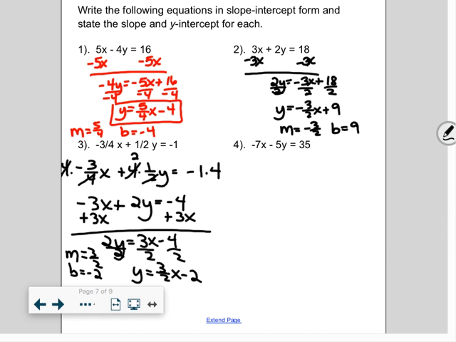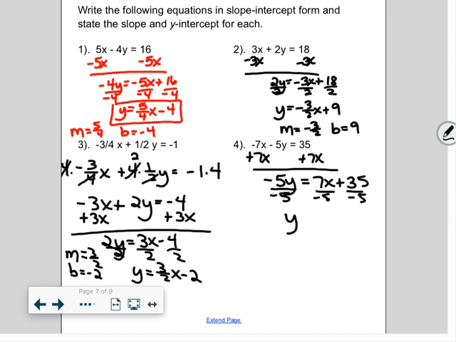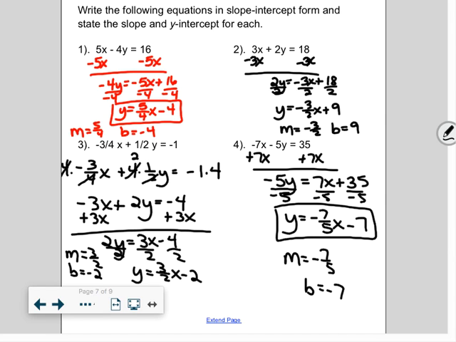All right, then number 4. Add 7x to both sides of the equation, and be careful, that's negative 5y equals 7x plus 35. And then I'm going to individually divide by negative 5. So y equals negative 7/5 x minus 7. So m is negative 7/5 and b is negative 7.